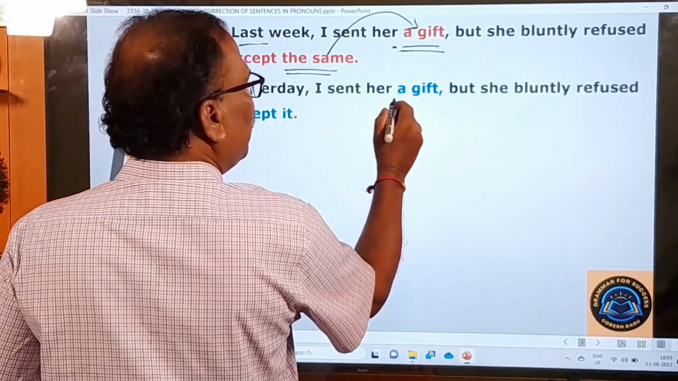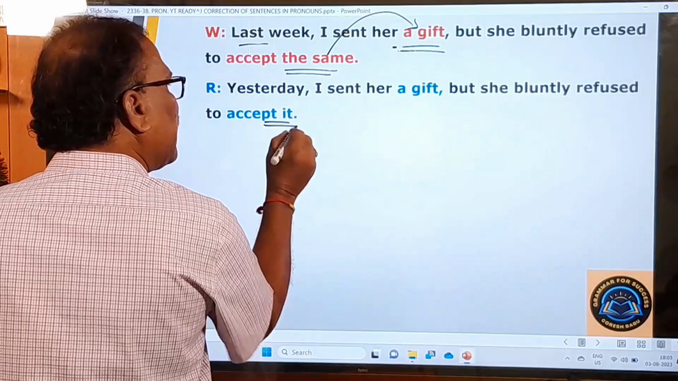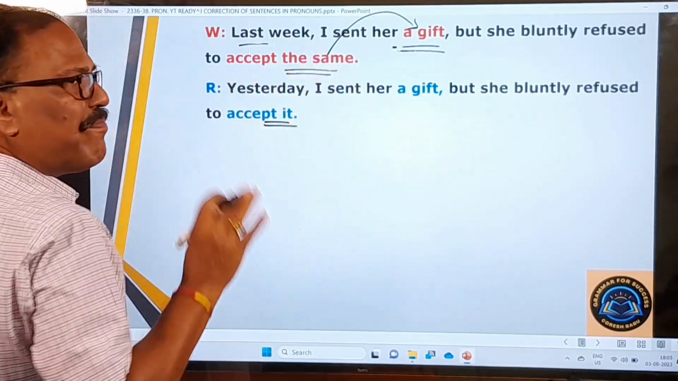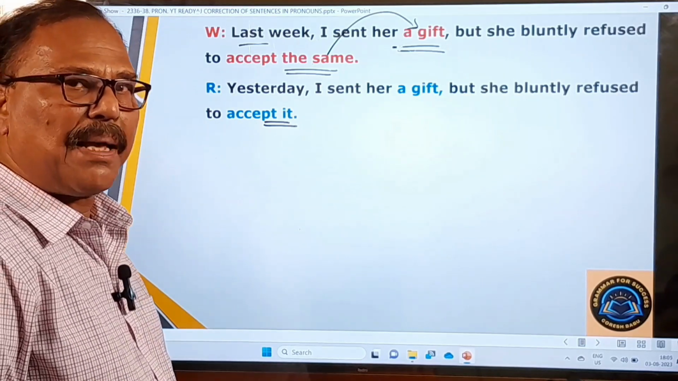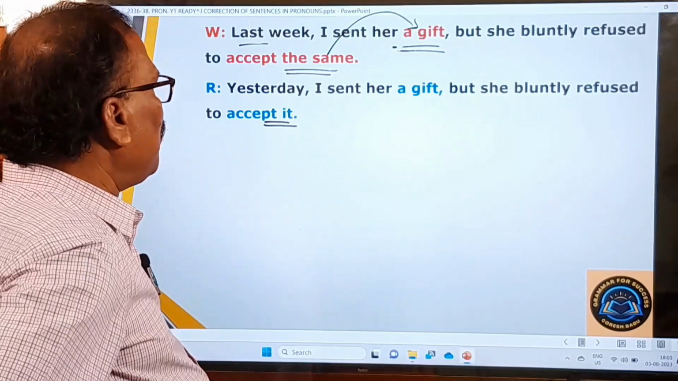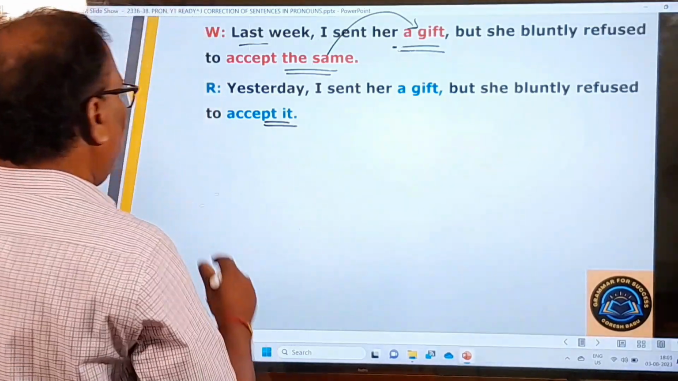"Yesterday, I sent her a gift, but she bluntly refused it." This is a pronoun. Instead of a noun, we should use a pronoun, but not the word "same." "Same" cannot be used as a pronoun here. You have to use the relevant pronoun. Okay, "accept it." Please look at this.